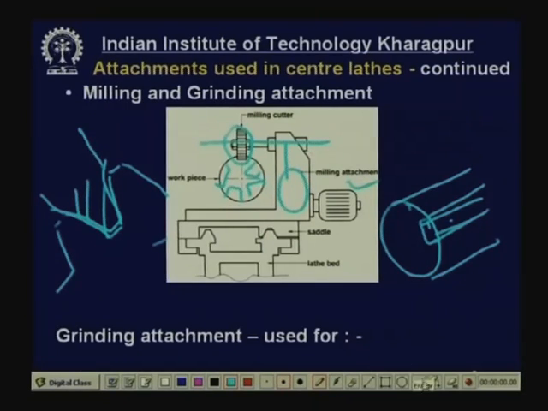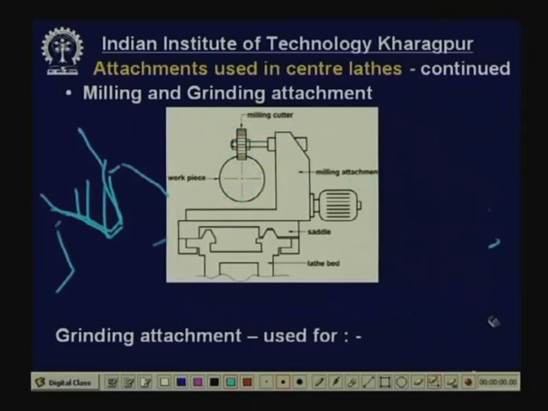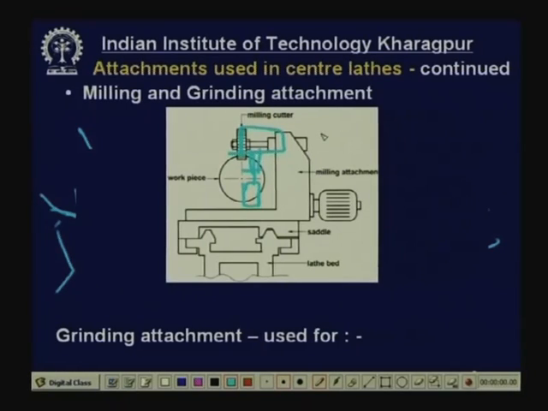Sometimes a further attachment is also provided, where a vertical spindle may be there, and you can put an end mill type of cutter for cutting slots and similar work. Now, this is the milling attachment which can be used for many purposes. This is very versatile, very common.